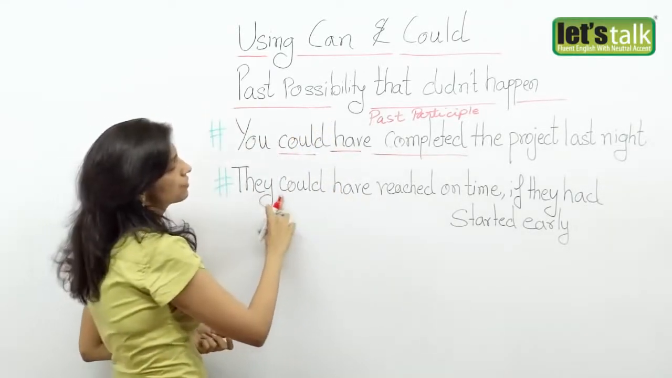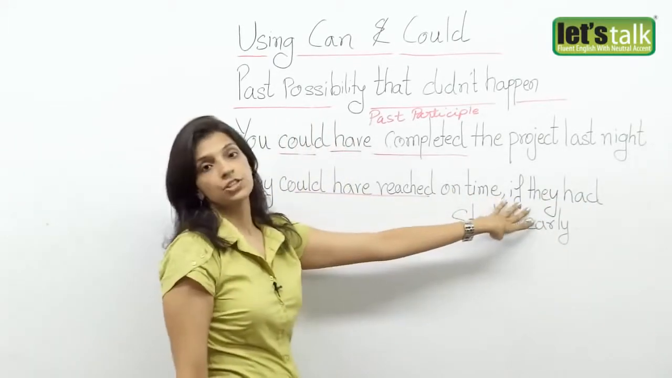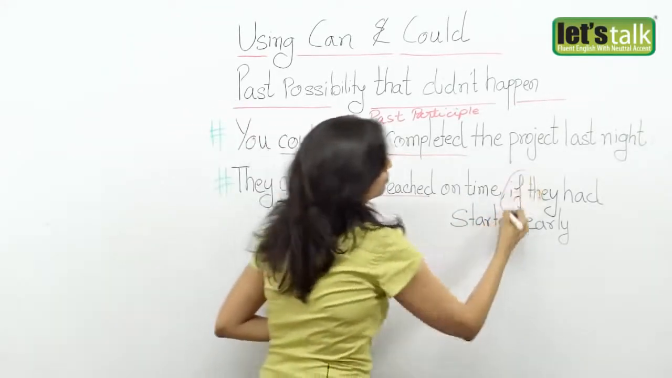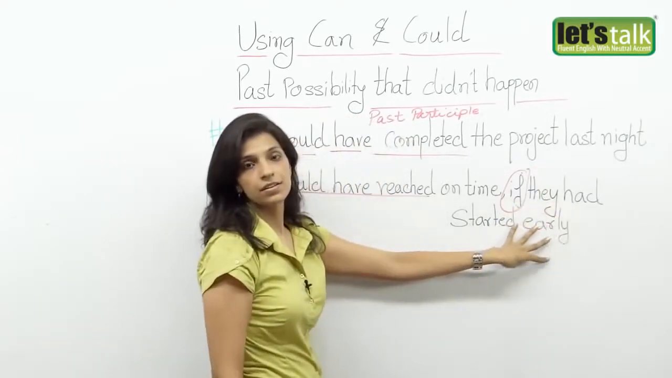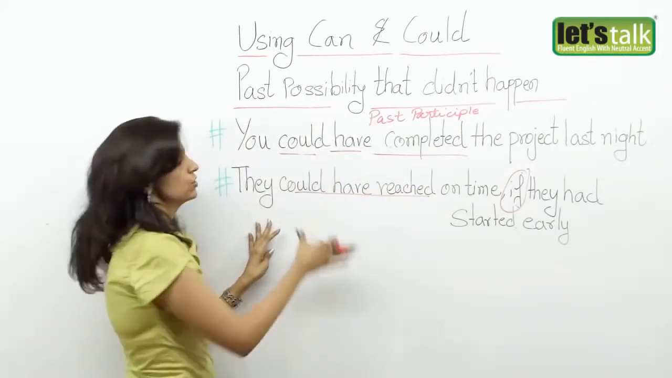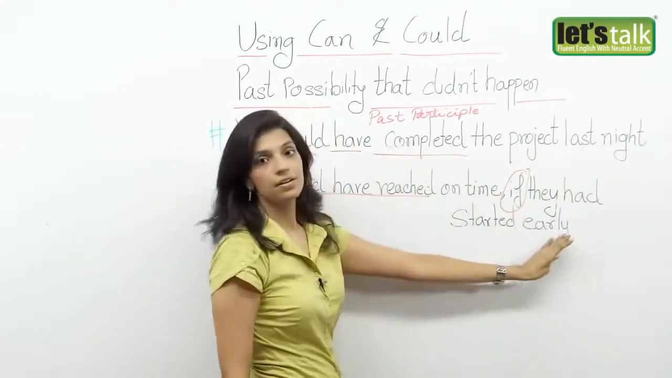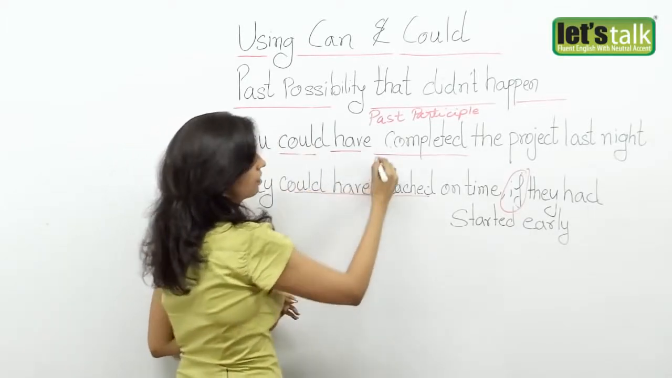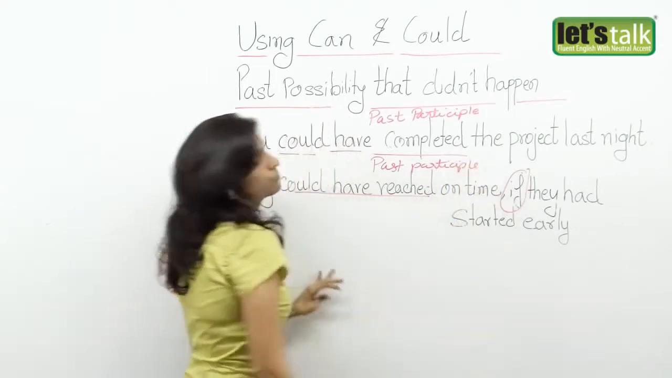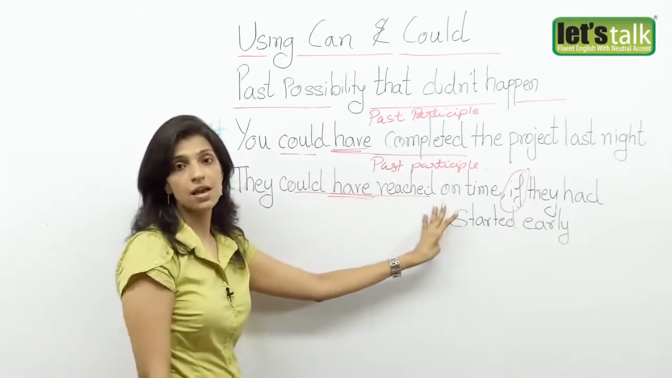In my next example, they could have reached on time if they had started early. Now again, here we're putting a condition. If you remember, I had done a video on conditionals using if. This is the same. When you want to say it is conditional, if they had started early. That means they didn't start early, so they didn't reach on time. So they could have reached on time if they had started early. Again, the structure: could have and a past participle verb. Please remember, you have to use have here and then followed by a past participle.